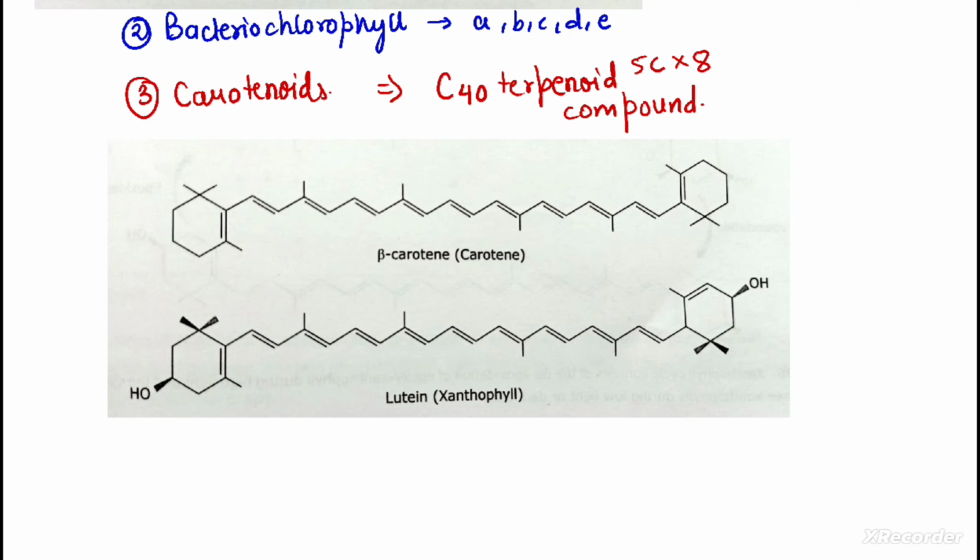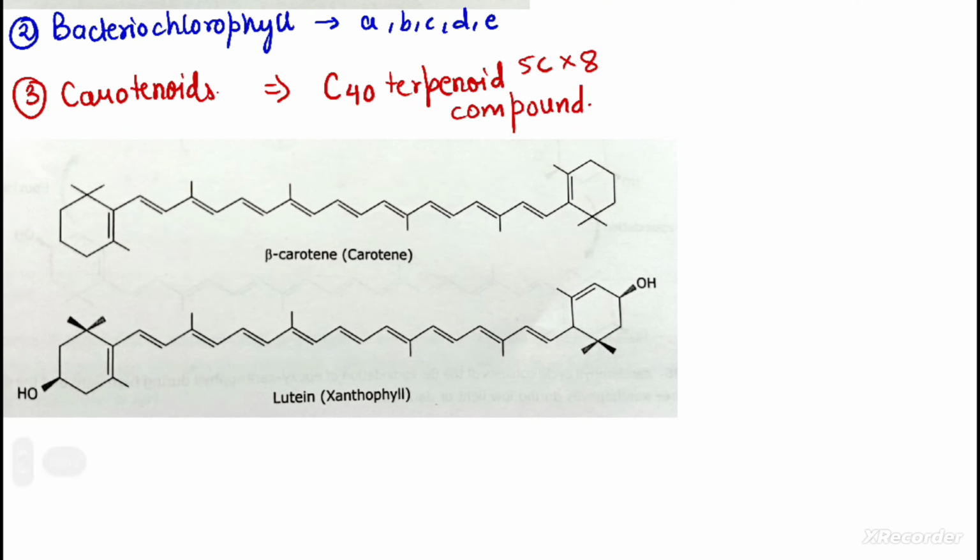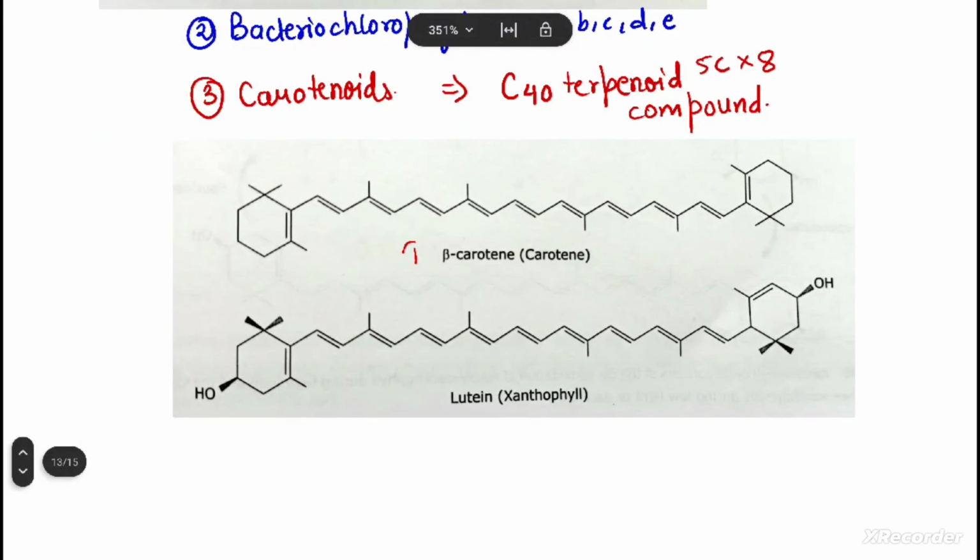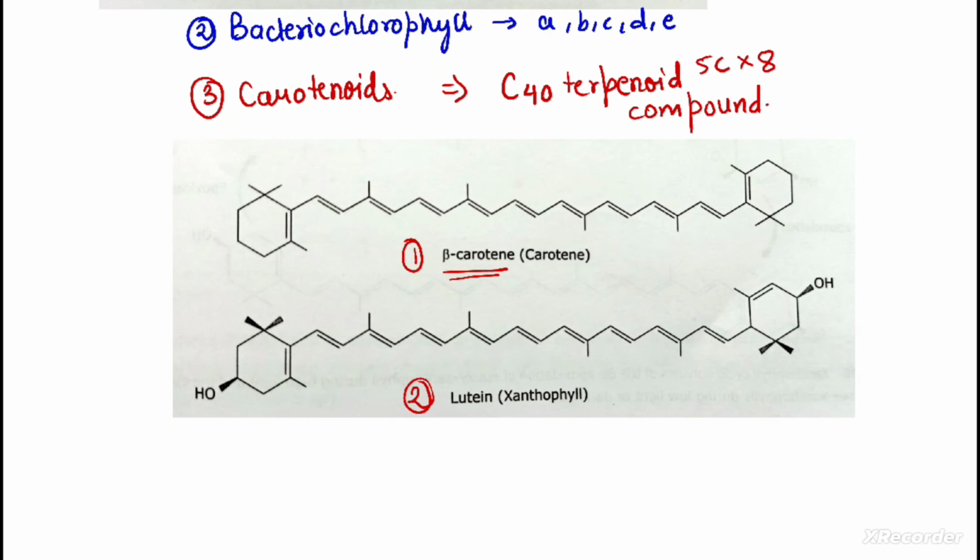Now, this whole group of carotenoids, which are lipid soluble, is subdivided into 2 classes. Class 1 is beta carotene, which is there in carrots, and you have xanthophylls, also known as lutein. Have you seen in autumn the leaves of the plant turn yellowish? This is because of xanthophyll pigmentation. The absorption spectrum of carotenoids is somewhere around 400 to 500 nanometers.